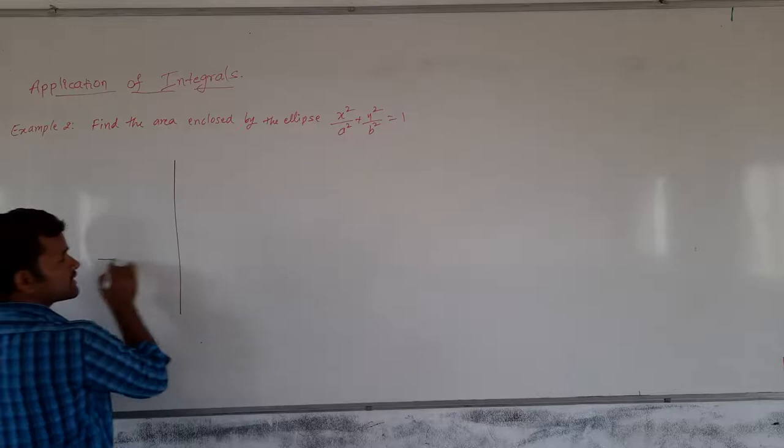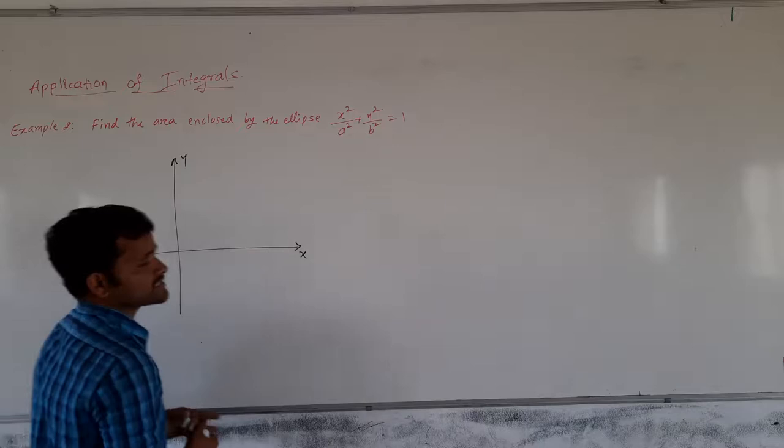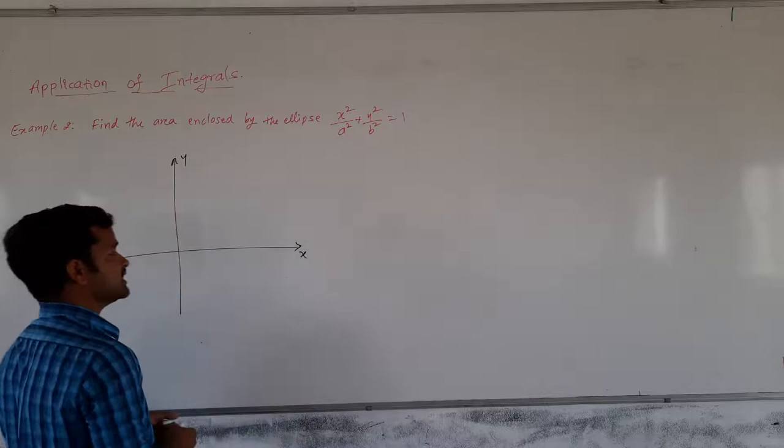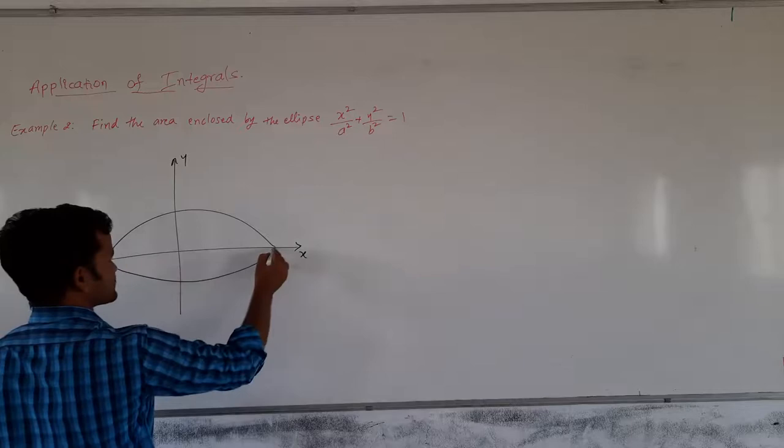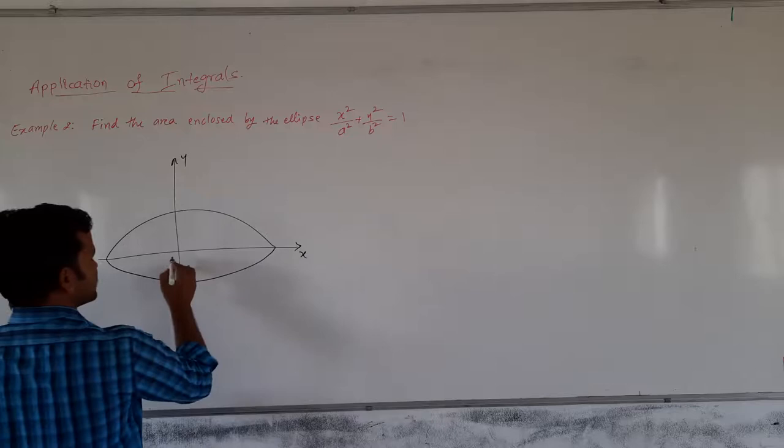Let us draw the graph of this. Here they have not given you whether the major axis is along the X axis or Y axis. Let us assume that the major axis is along the X axis. So, the shape of the ellipse will be like this. Okay. Now, what about this length? This is the origin. This length is what? This length is A units.